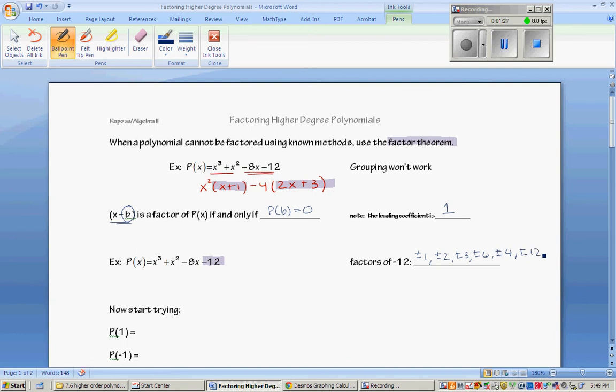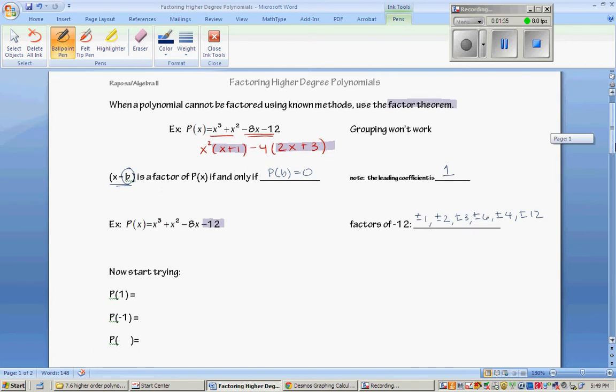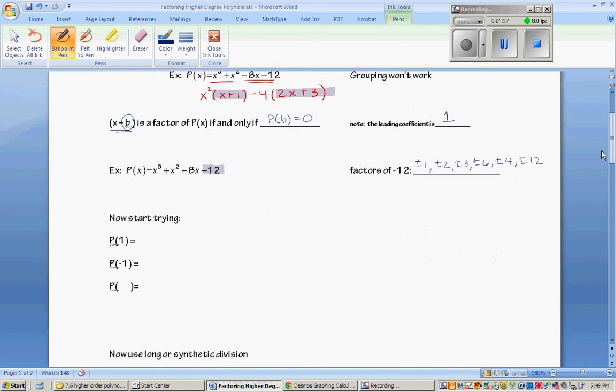So many different factors that we would need to do. There's 24 things to check. There is a short way using our calculator that we can use. But we're going to see how we would do it the long way.